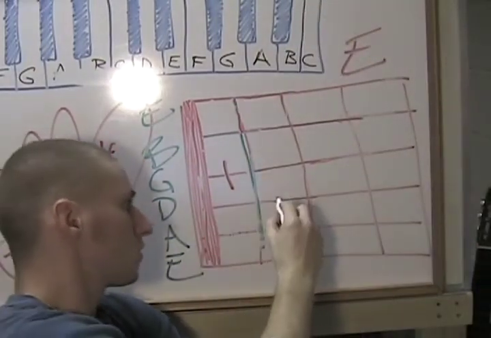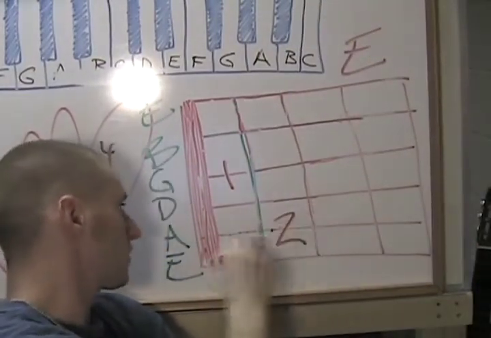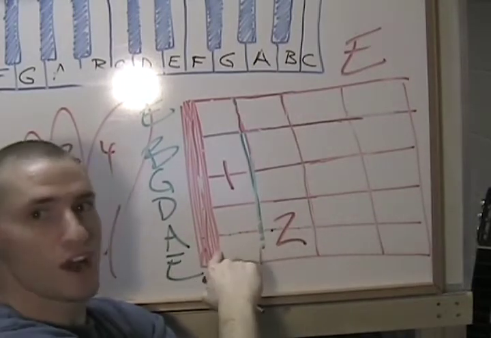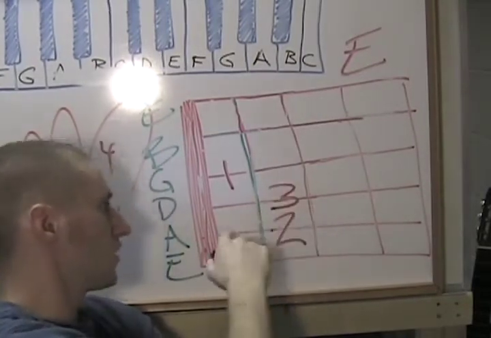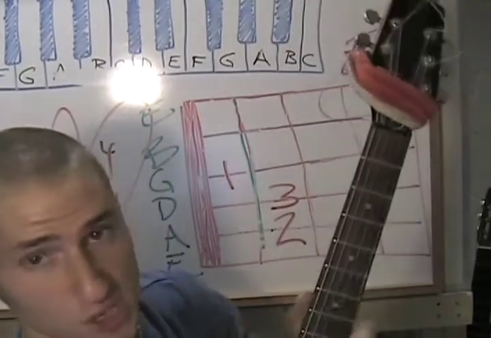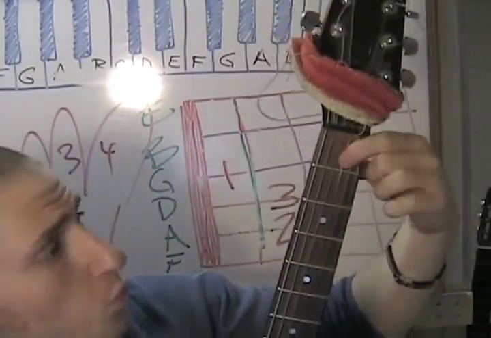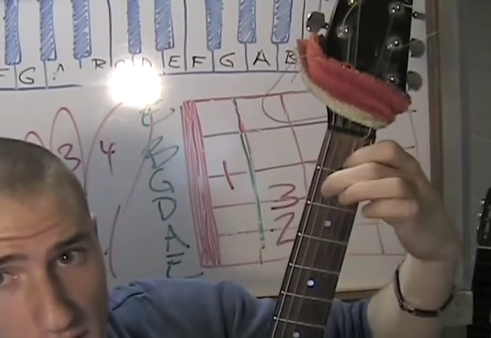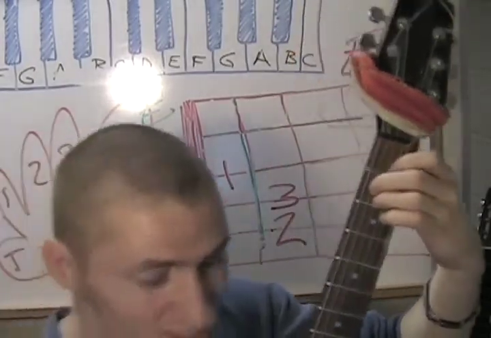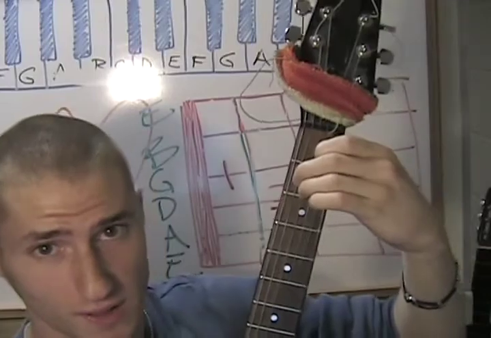Number 2 is going to go here. Our second finger is going to go on the second fret of the A, and our third finger is going to go on the third fret of the D. So let's put our first finger here on the G, third string. 1, 2, 3. And just like that, we now have our E chord like this.